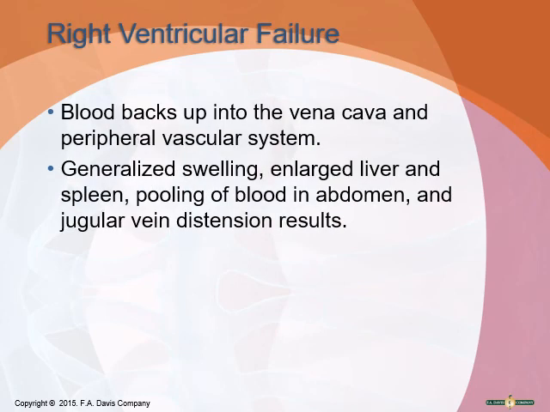Now, if the right ventricle fails, usually due to lung disease, blood will back up into the vena cavas and then throughout the veins of the rest of your body. Generalized swelling all over, pooling of fluid in the abdomen, and enlargement of even the liver and the spleen are all symptoms of severe right ventricular failure. Typically, this happens after the lungs have begun to fail. Because the right ventricle pumps into the pulmonary circuit, diseased lungs can cause this type of congestion.